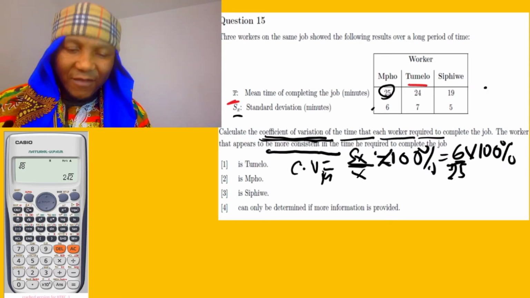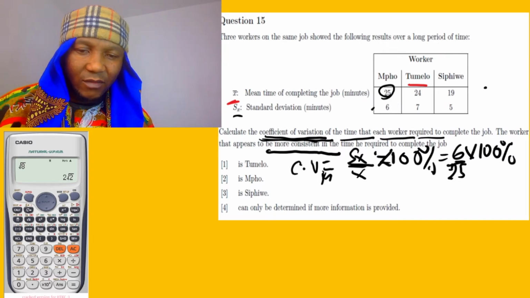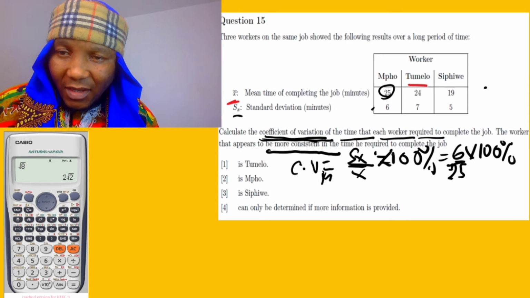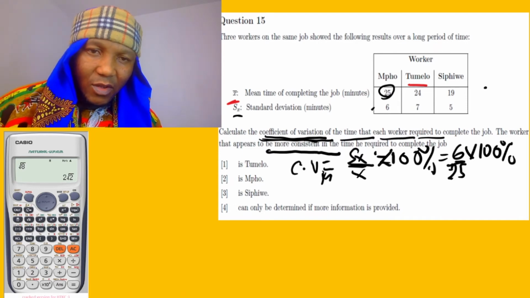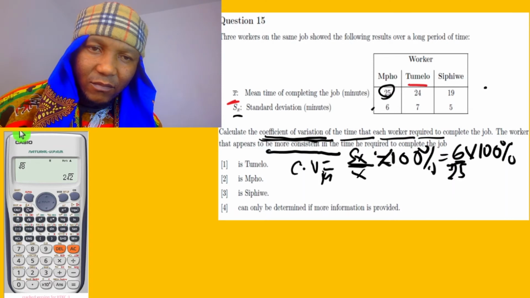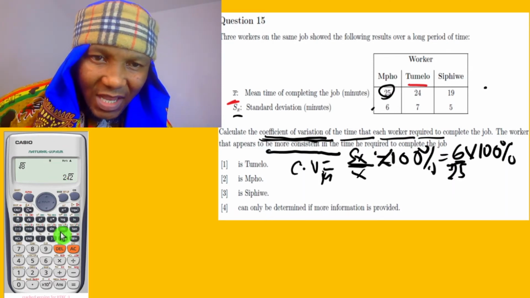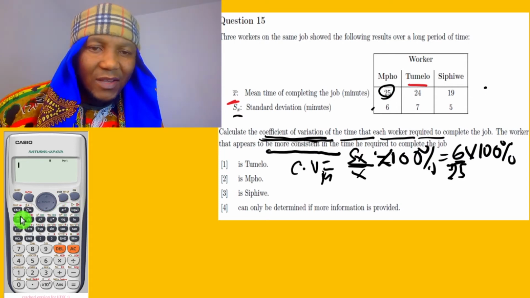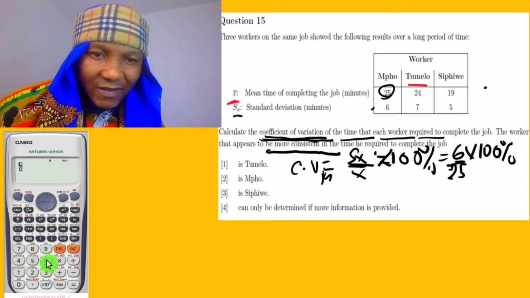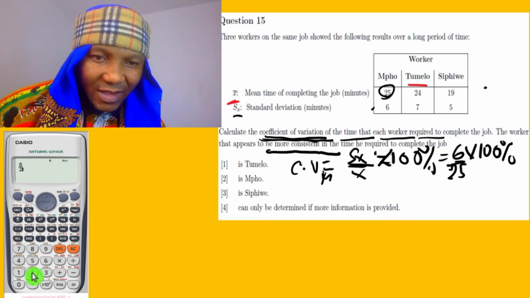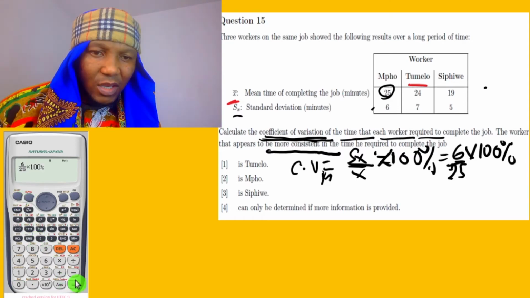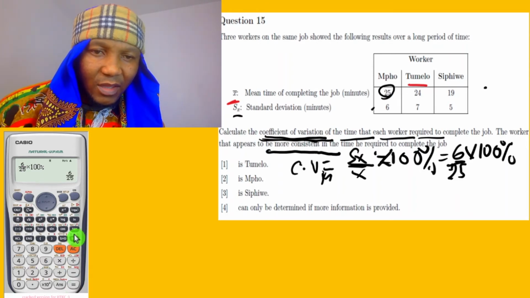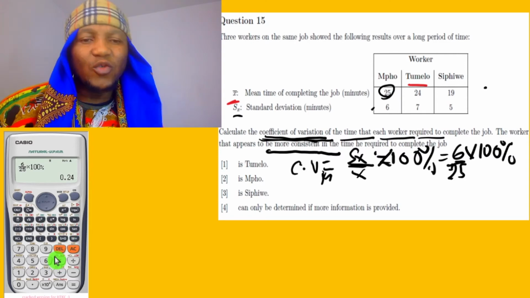So I'll quickly use a calculator. Clear there. We say fraction, 6 over 25, and then you multiply by 100%. Shift, percent. In decimal it's going to give us 0.24%.